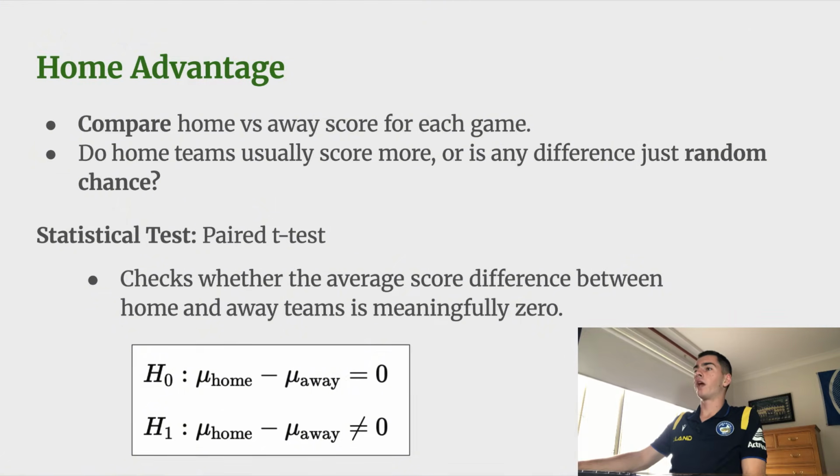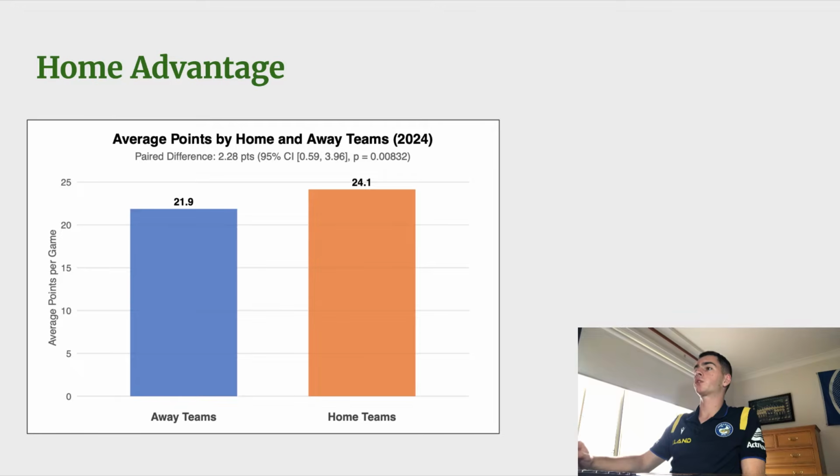In the 2024 NFL dataset, the results show that home teams scored an average of 24.1 points, while away teams scored just 21.9. That's a difference of 2.2 points with a 95% confidence interval from 0.59 to 3.96. And with a p-value of 0.00832, which is well below the 5% significance level, this allows us to reject the null hypothesis and conclude that a real statistically significant home field advantage exists. The difference corresponds to about a 10% advantage to the home side, so that's what I'll implement into this spreadsheet.